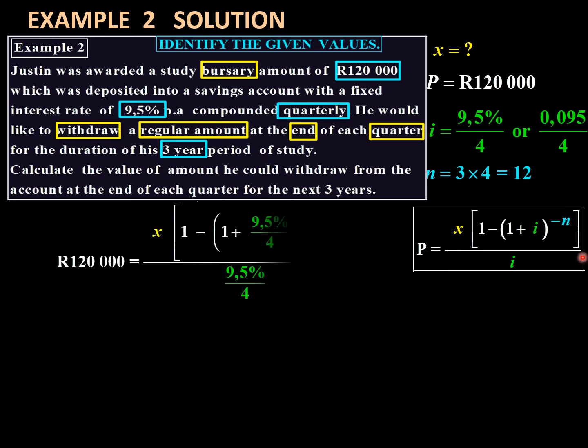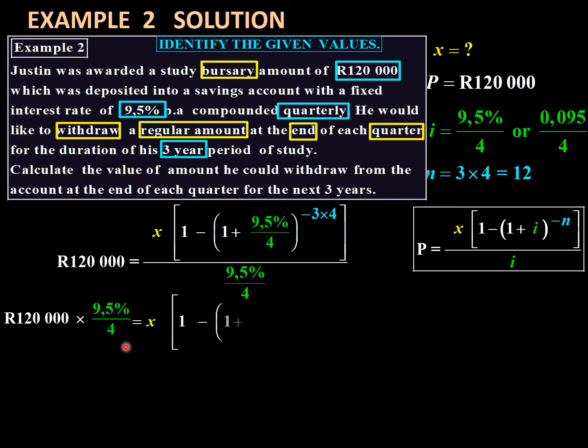It's advisable rather to substitute first and then change the subject, not the other way around. It's much better, it's much safer this way. So we want to transpose this 9,5% over 4. So instead of dividing, it will be the 120,000 times 9,5% over 4. Don't calculate it, just write it down in the meantime.